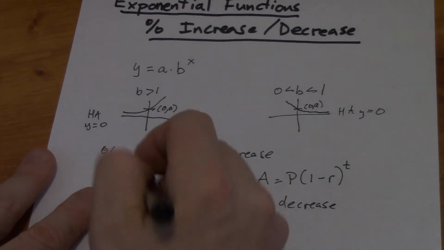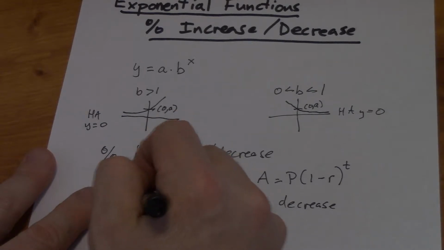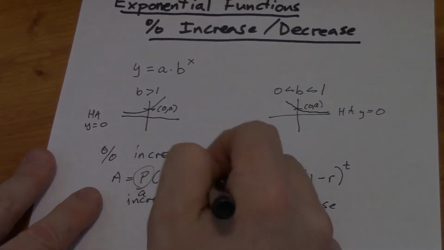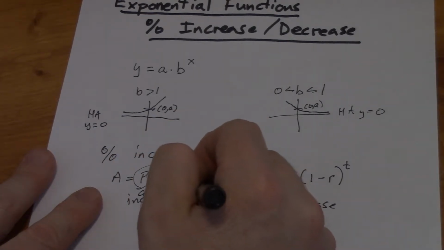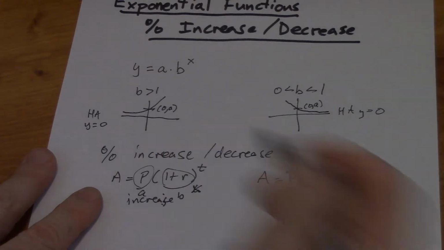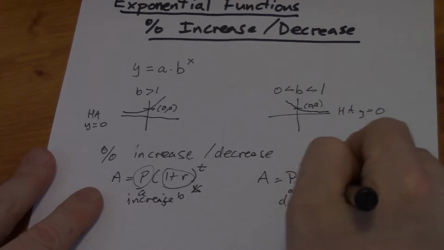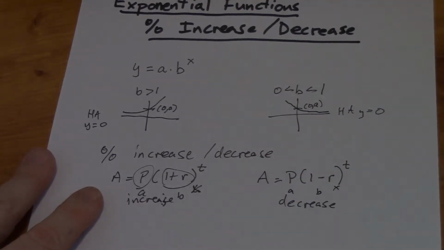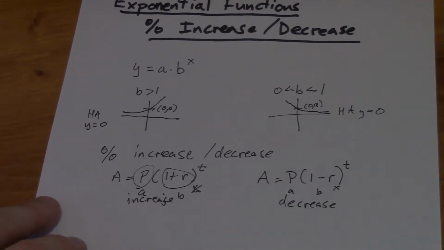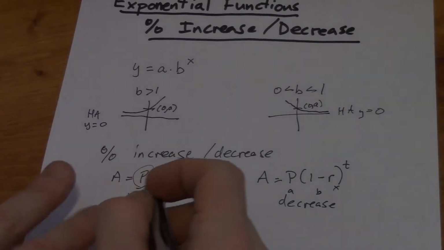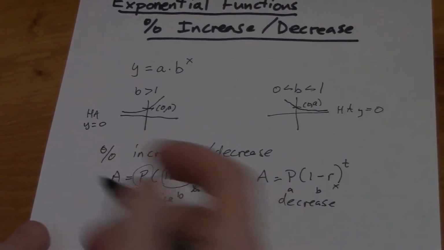And just so we can compare, this is like your A, that's like your B, and then your T is like your X. Okay, so it's like A times B to the X and so forth. So this should correlate exactly to what we talked about last time in terms of A times B to the X. Alright, so let's just do an example problem. A lot of these are word problems.